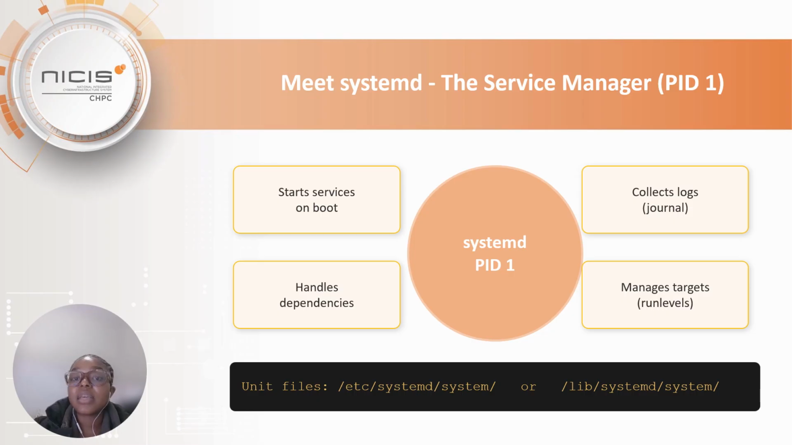Every other process, including the shell that you're typing in, is a child of systemd. If you kill PID 1, the machine reboots. That's how central systemd is to the operating system.